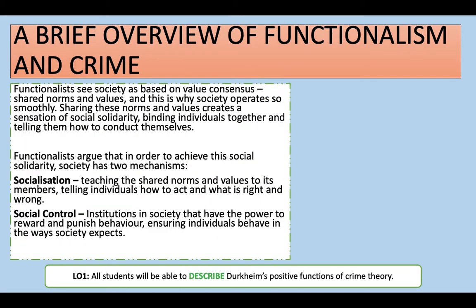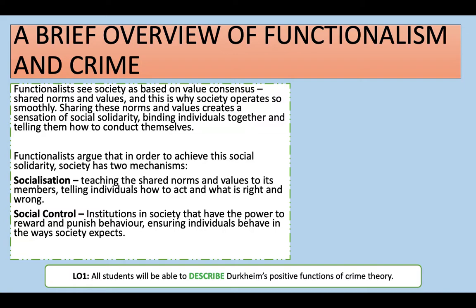A brief overview of functionalism and crime. So, functionalists see society as based on value consensus, shared norms and values, and this is why society operates so smoothly. Sharing these norms and values creates a sensation of social solidarity, binding individuals together and telling them how to conduct themselves. Functionalists argue that in order to achieve this social solidarity, society has two mechanisms.